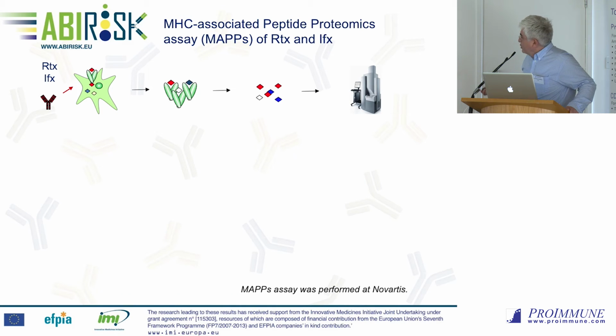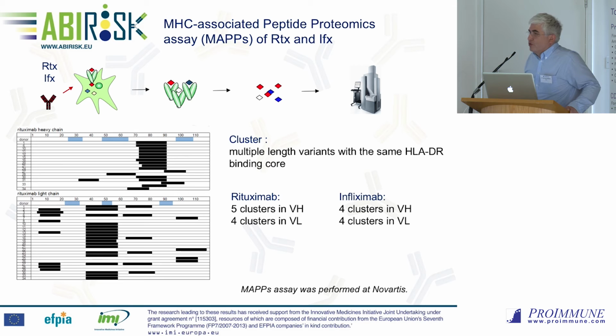Thanks to the collaboration with Novartis, which is part of the ABIRISK program, we also had access to mass spectrometry studies, and the idea is that rituximab and infliximab are loaded on dendritic cells. The HLA molecules are purified, the peptides are eluted by acid treatment, and then sequenced by mass spec. And this has been done with 34 different donors, and the results are like this.